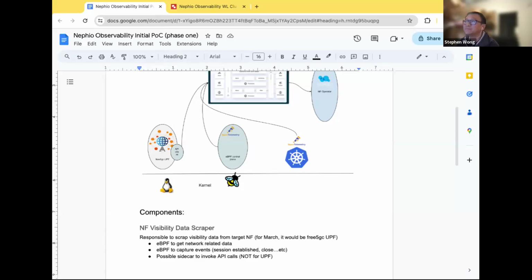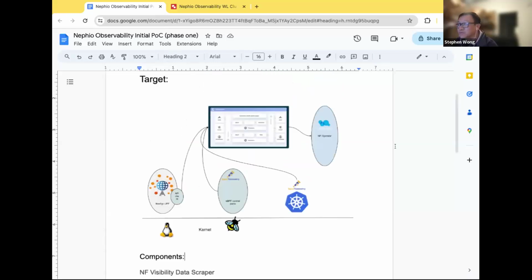On phase one, in terms of this particular use case, we probably don't need logs yet. So if you were able to get the logs, where do you collect them? I guess you collect them on Fluentd.